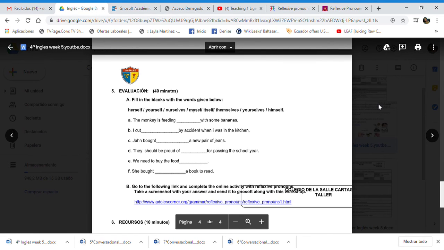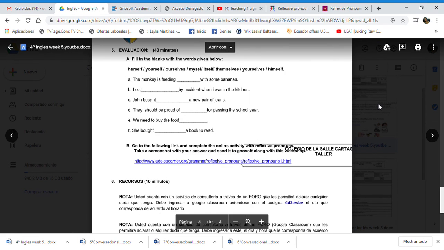This workshop is going to be evaluated, and these are the activities that I suggest for you to practice what we have learned. Activity A. Fill in the blanks with the words given below: herself, yourself, ourselves, myself, itself, themselves, yourselves, and himself. You have to use them to complete the sentences from A to F.